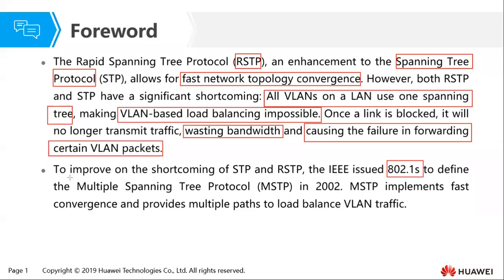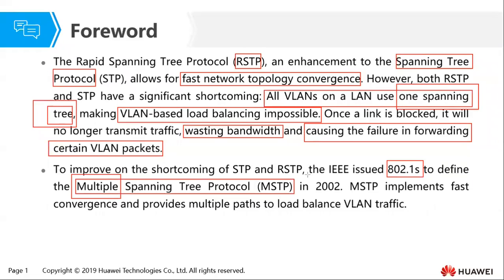Now, to improve the shortcomings of STP and RSTP, IEEE in 2002 defined a standard called 802.1s, which in full is referred to as multiple spanning tree. As you might have already guessed, while STP and RSTP were using a single spanning tree, now this one introduces a number of spanning trees, multiple spanning tree protocol.